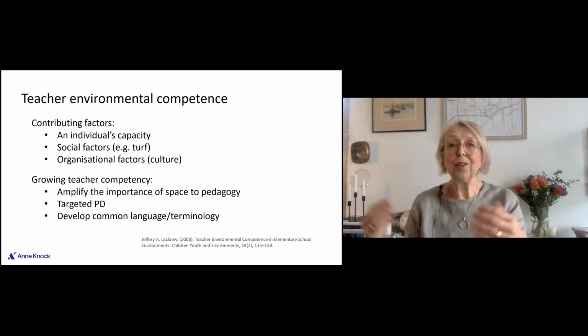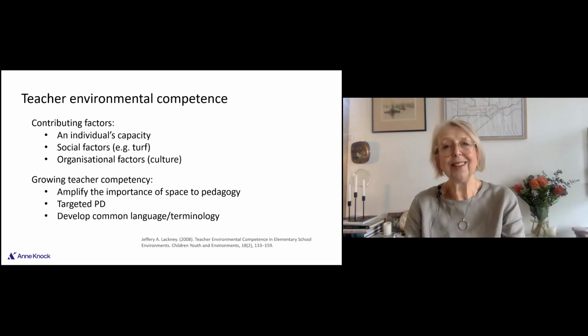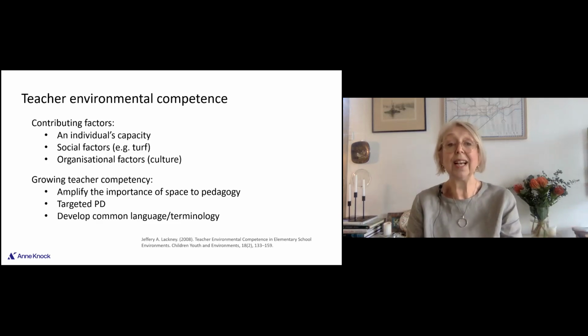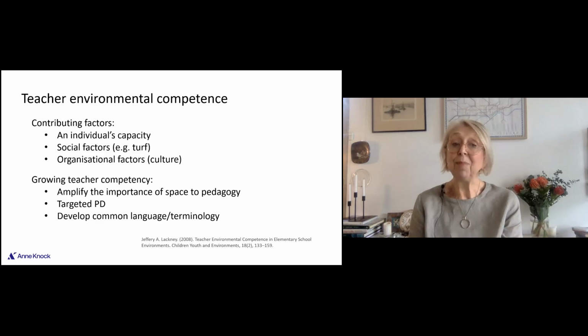And she could see that the teacher put up barriers so that they had their turf. And this teacher felt that there were so many more possibilities for student learning if they were on the same page. So this idea of my turf, your turf is really a powerful one. And then there are organisational factors that influence the culture and how the school organisation, how the spatial organisation can facilitate that competence. So how do we grow this? Well, first of all, we have to amplify the importance of space to pedagogy. We can have targeted PD around this, and we can develop a common language or common terminology, or ways that we can grow teacher environmental competence.